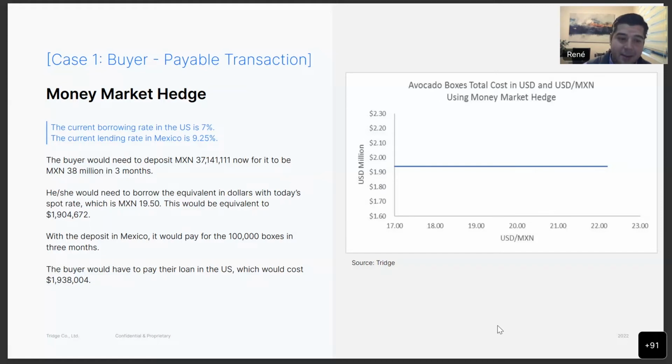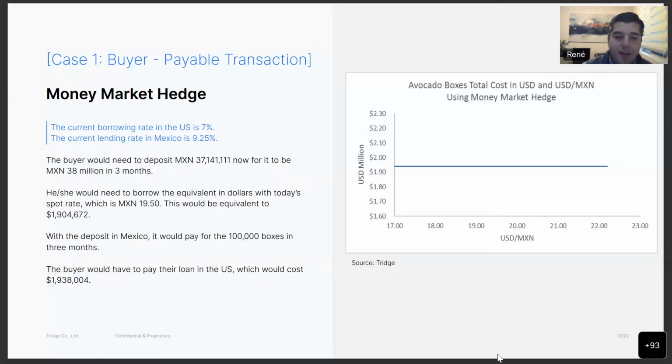Now, assuming he doesn't have the money to deposit now, he must take a loan in his US bank in order to make that deposit in pesos. So the amount of dollars he needs to borrow is determined by the current exchange rate, or the spot rate. In this case, this would be equivalent to $1.90 million. So when his deposit in Mexico amounts to 38 million pesos in 3 months, he will use that to pay the seller. But now he owes $1.94 million in his US bank. Remember, he took a loan in his US bank in dollars. Now he owes a little bit more in 3 months' time, and this is the amount in dollars for the actual transaction.